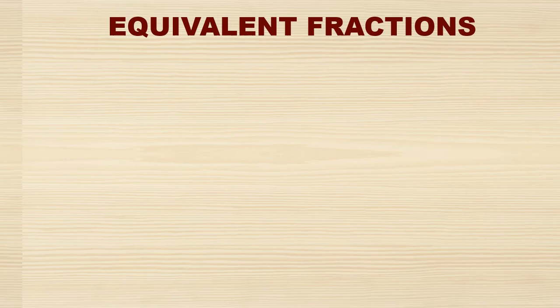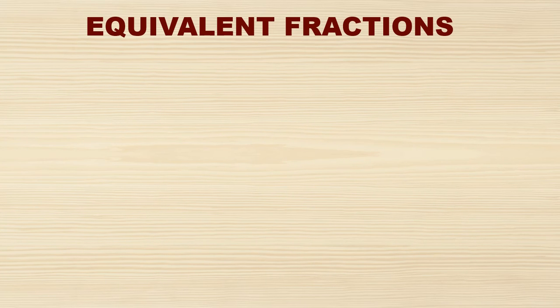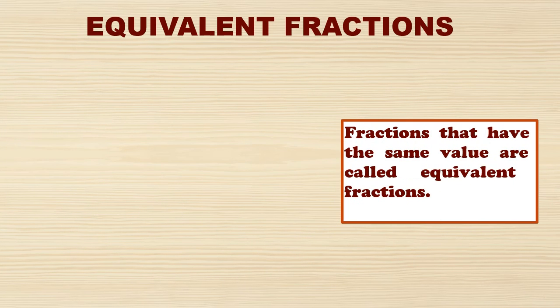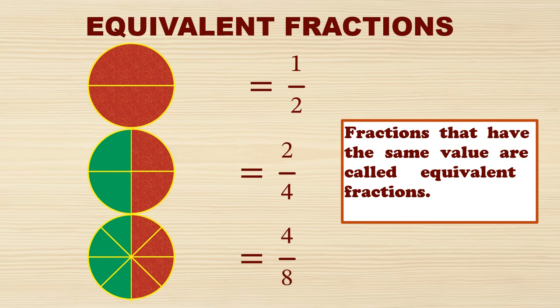Equivalent fractions. Fractions that have the same value are called equivalent fractions. Example: this diagram that you are seeing on your screen, they are all representing 1 over 2. That means when you divide the numerator by the denominator, you always get 0.5, which is a half.